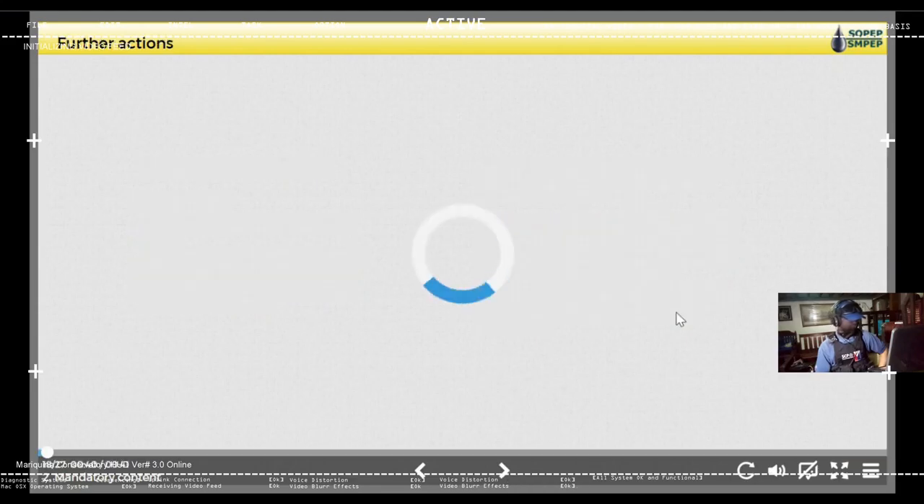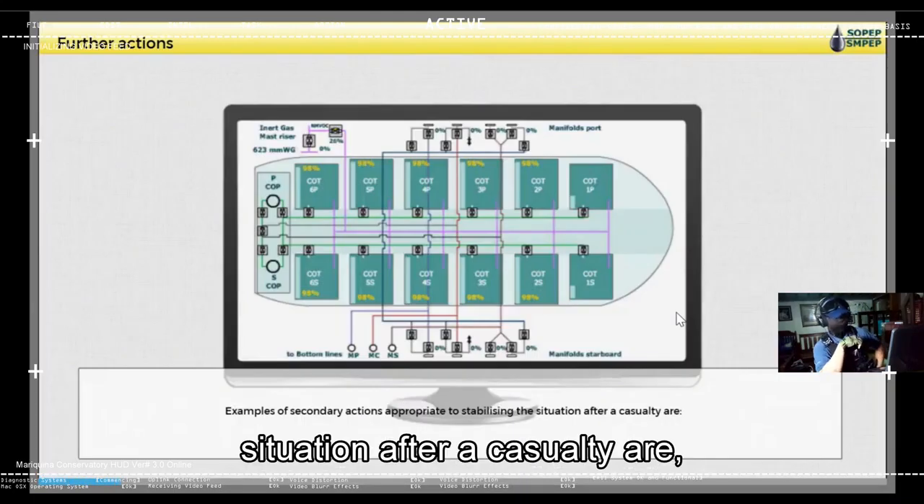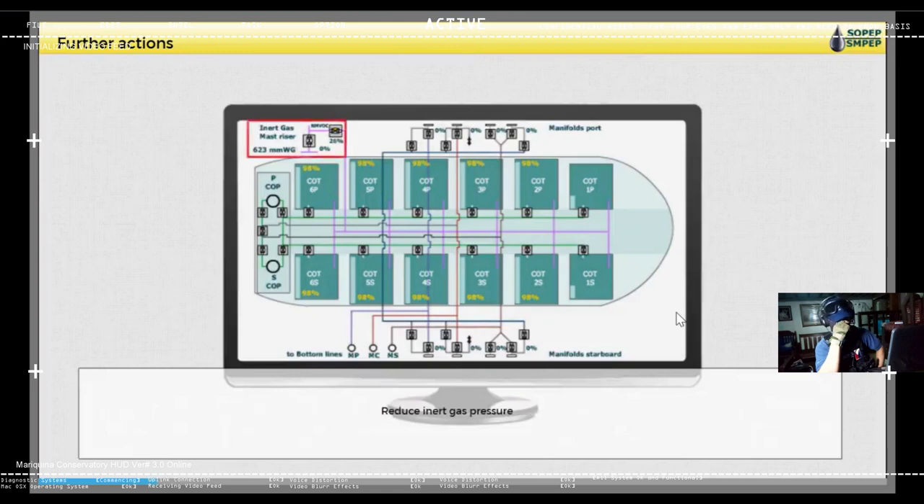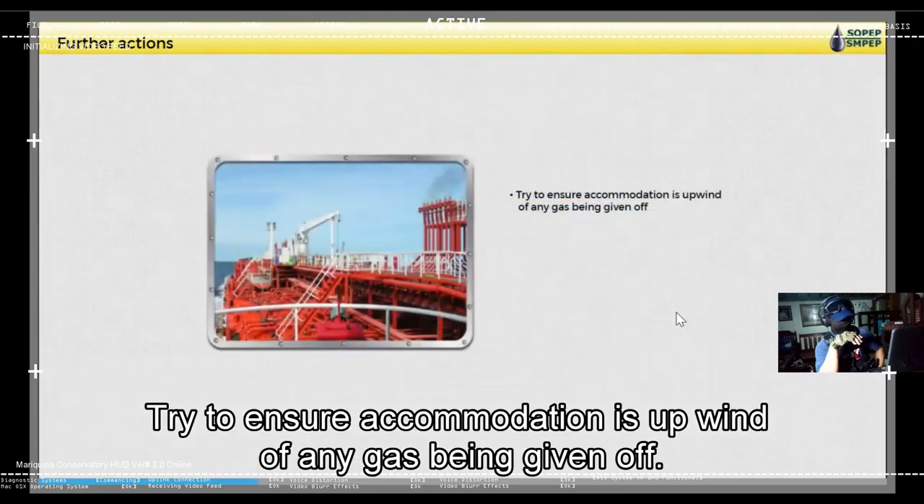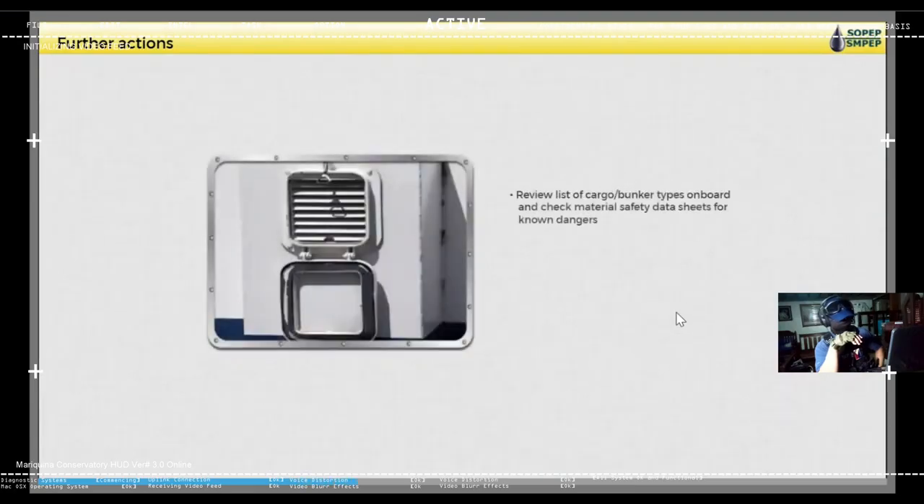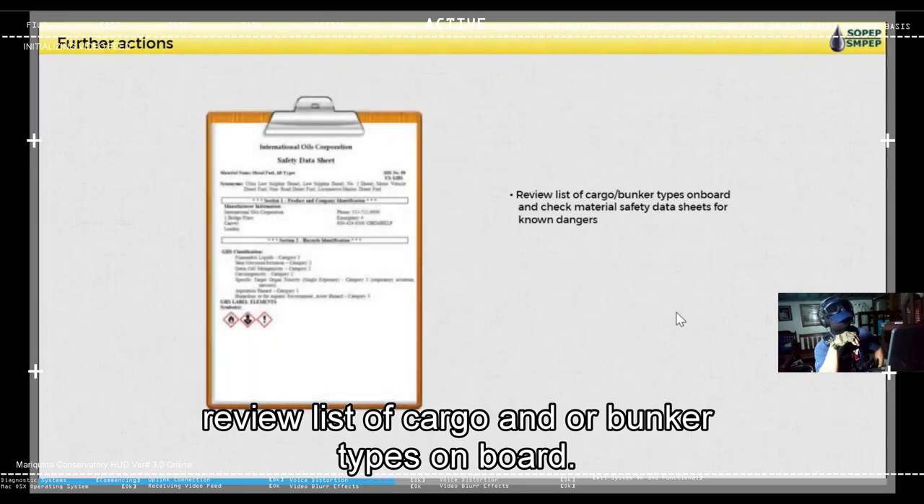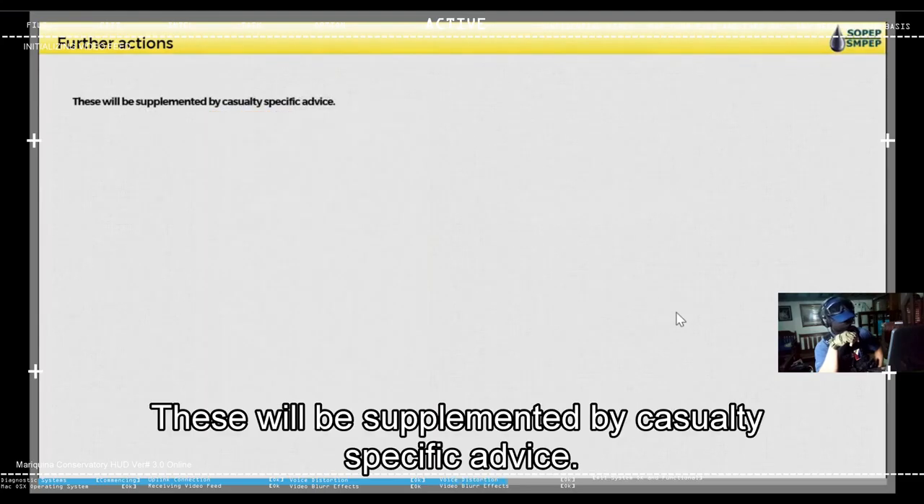Examples of secondary actions appropriate to stabilizing the situation after a casualty are: reduce inert gas pressure, isolate damaged tanks and pipelines, try to ensure accommodation is upwind of any gas being given off, close non-essential air intakes, review list of cargo and/or bunker types on board, and check material safety data sheets for known dangers. These will be supplemented by casualty-specific advice.